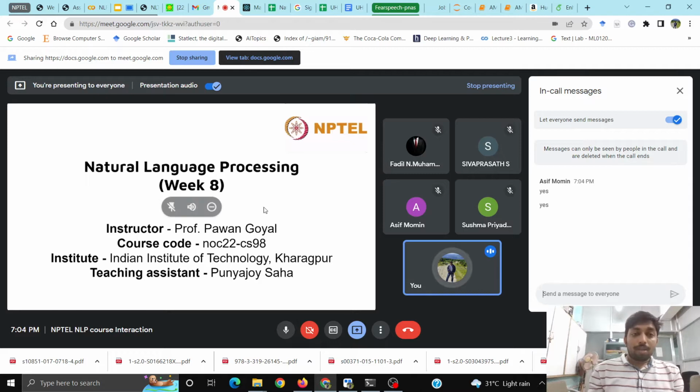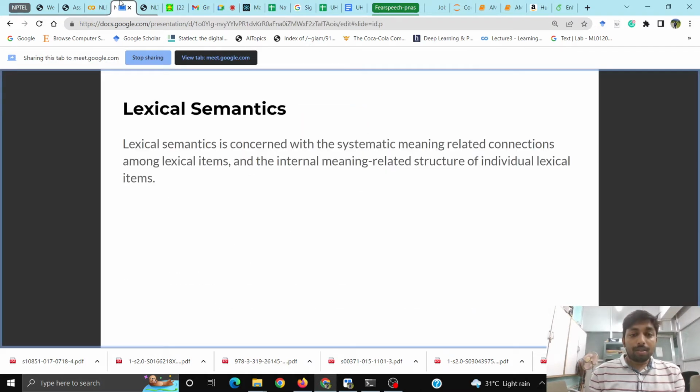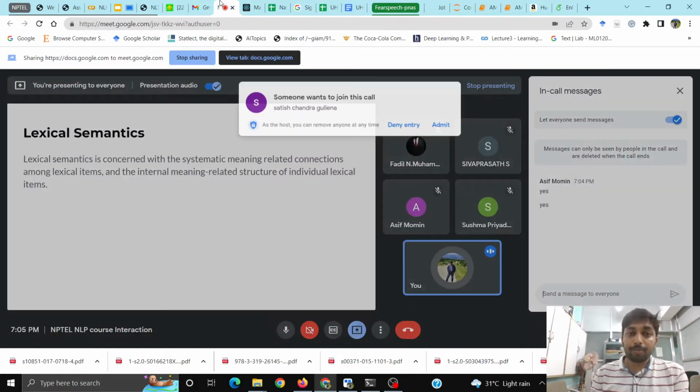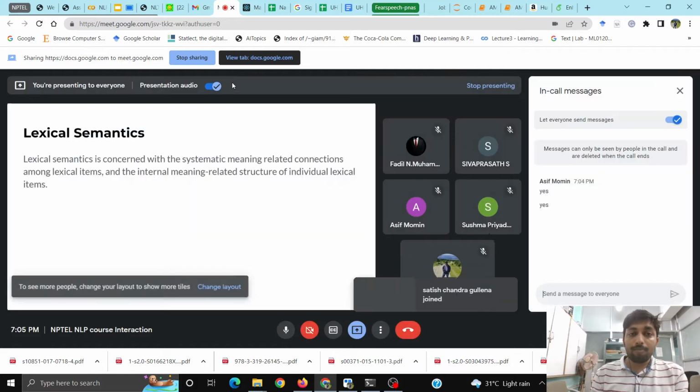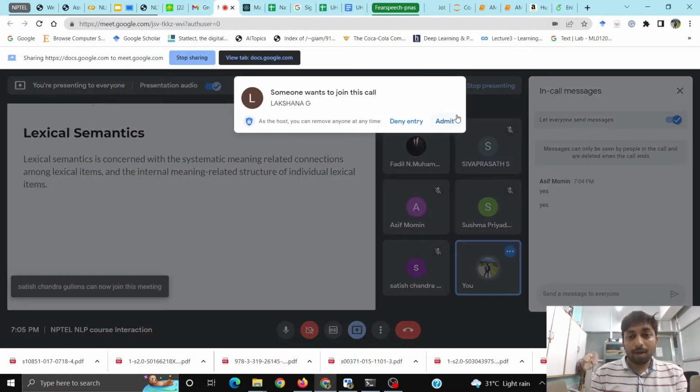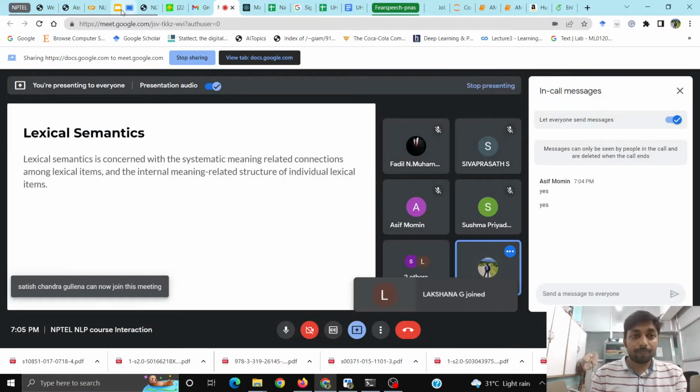Now, in this week, we will be looking at... So, previous week was mostly about computational semantics. This week, we are looking at lexical semantics. In brief, lexical semantics is concerned with the systematic meaning of related connections among lexical items. And we will check how these are getting applied in the questions.